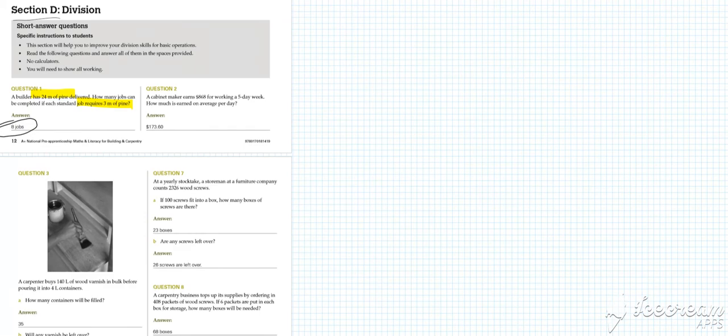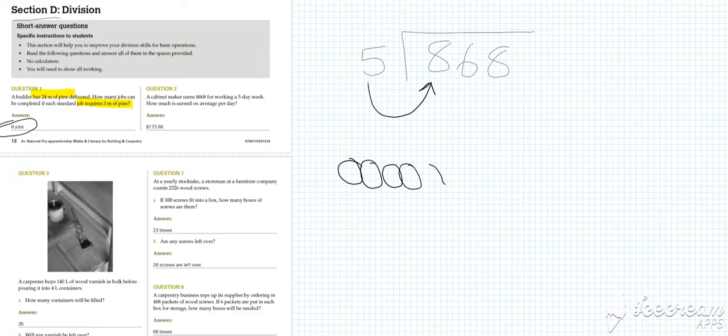Okay, so question 2. This time, we'll look at how much he earns. So he's got $868 that he's earned, and he's worked for 5 days. So we want to find out how much money he has made each day. So first the 5 is going to go into the 8. Again, thinking about what we know, we've got 8. 1, 2, 3, 4, 5, 6, 7, 8. Can I make a group of 5? 1, 2, 3, 4, 5.